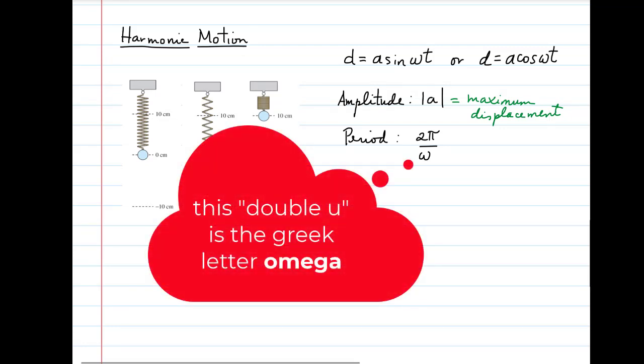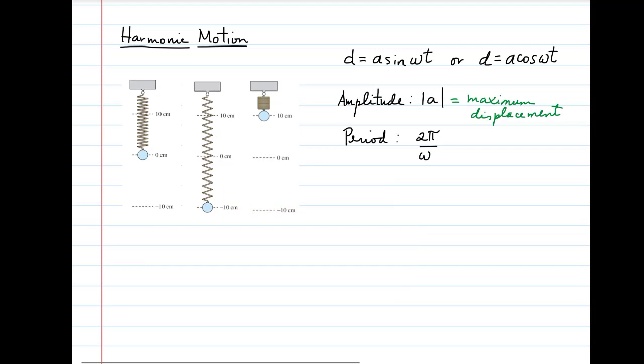But in this context, the period is going to represent the time that it takes this ball to reach its maximum displacement below 0, all the way to the maximum displacement above 0 and back. That would be one period, right? The end of one cycle.